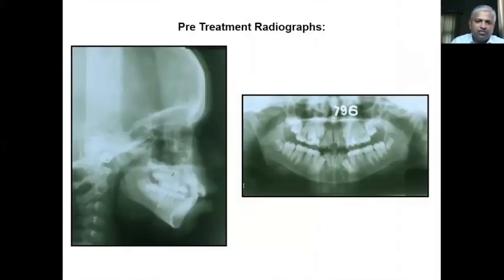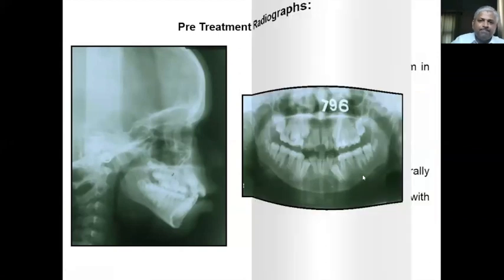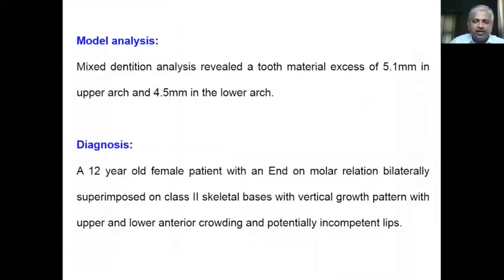These are pre-treatment radiographs. I request all of you to have a clear view and remember the position of the canine, which I'm going to cover in my later slides. Arch length analysis revealed a tooth material excess of 5.1 mm in the upper arch and 4.5 in the lower arch. She was diagnosed as a 12-year-old female patient with end-on molars bilaterally, superimposed on a Class 2 skeletal base with vertical growth pattern, with upper and lower crowding and potentially incompetent lips.